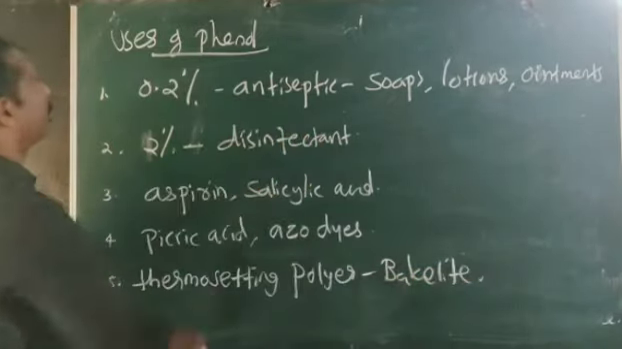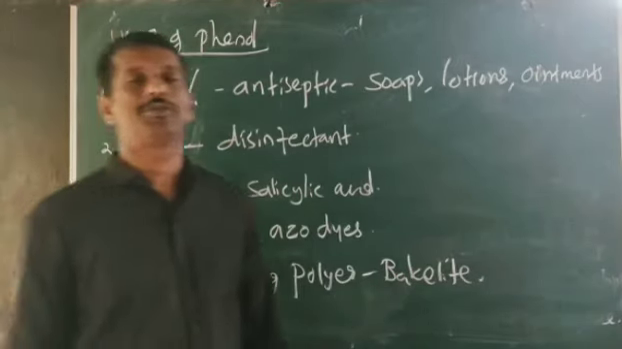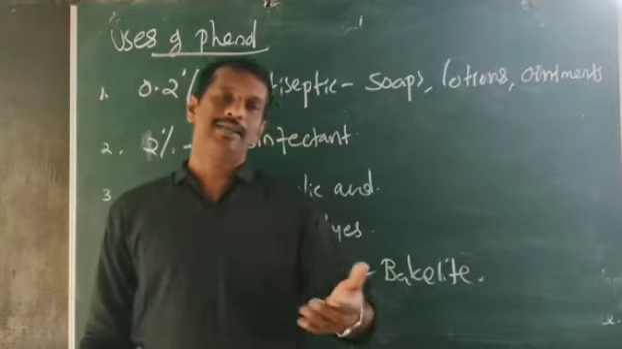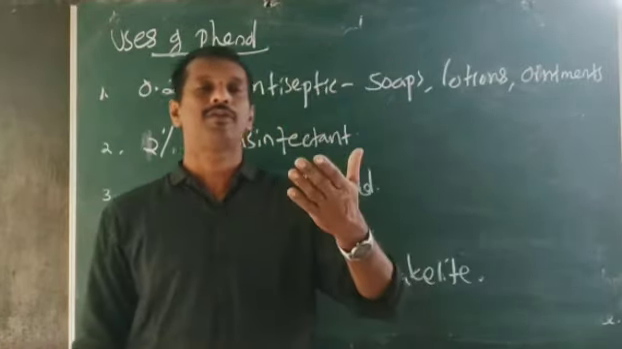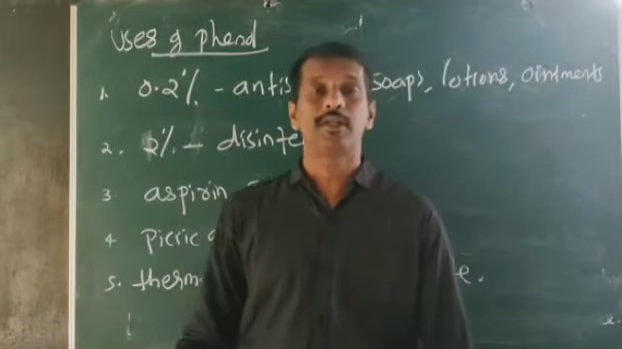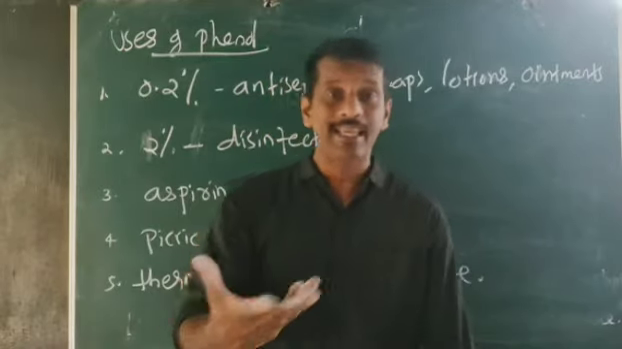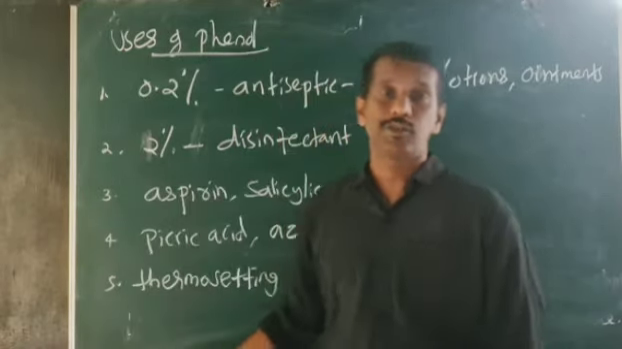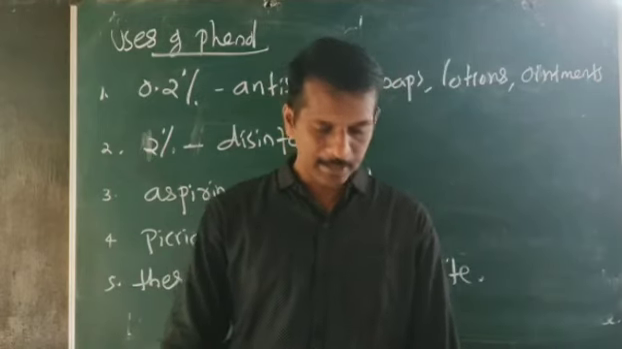Okay, these are the important uses of phenol. So keep it in mind, a very low concentration of phenol is used as an antiseptic. At a higher concentration, it can be used as a disinfectant. It is used for making aspirin and salicylic acid, and it is also used for the preparation of picric acid and dyes. And the last one is used for making thermosetting plastics like bakelite.